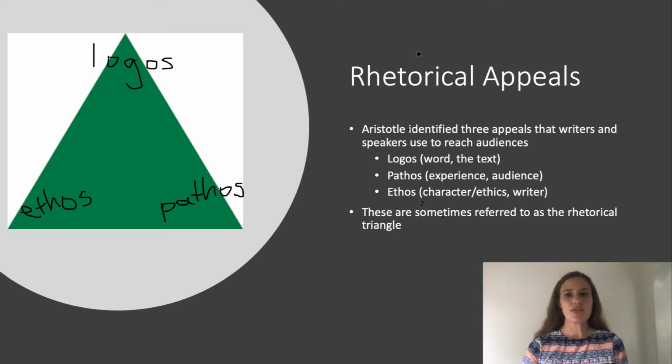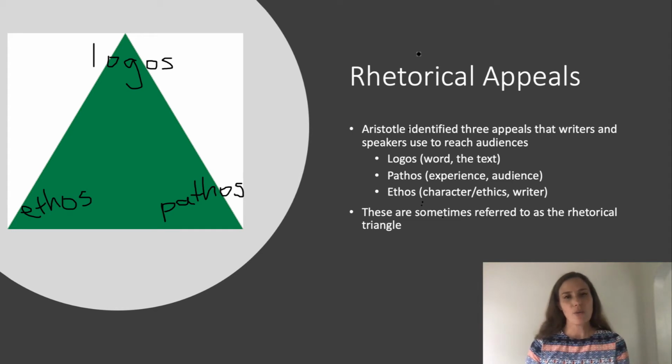So logos you can think of as the text itself or the word of the text. It actually means the logic or the word of the text. Obviously, that's going to be hugely important in academic writing. Pathos has to do with emotion or experience or feeling. Think of pathos as the audience's feeling about a text or about a speech. Then there's ethos, which has to do with the writer's credibility, the writer's ethics or character. So this lines up with the writer.